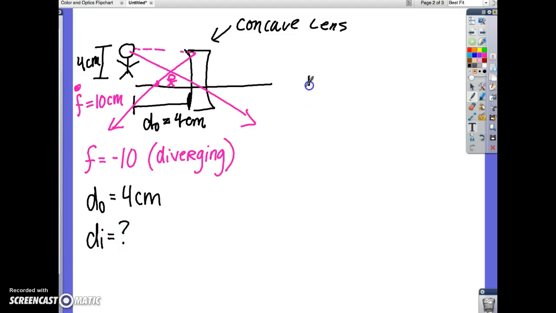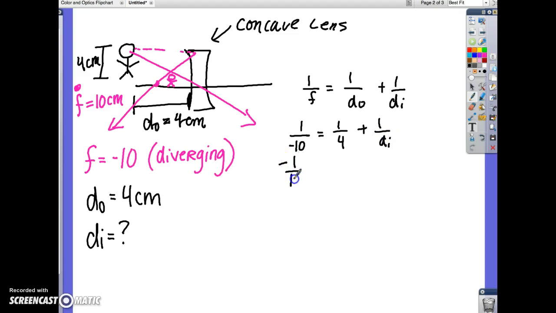So remember, 1 over f equals 1 over DO plus 1 over DI. So now we have 1 over negative 10 equals 1 over 4 plus 1 over DI. We're solving for DI, so I'm going to subtract 1/4 from each side. So I have negative 1/10 minus 1/4 equals 1 over DI. Now, a common denominator for this, I'm going to go with 20. Remember, if you can't figure out a common denominator, you can always multiply the numbers together.